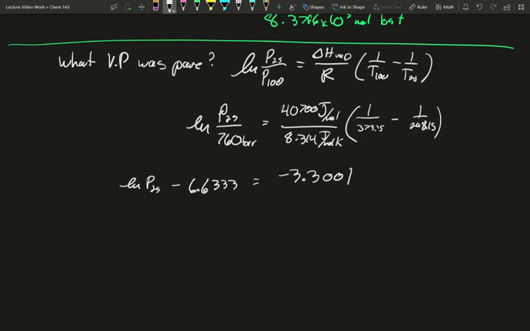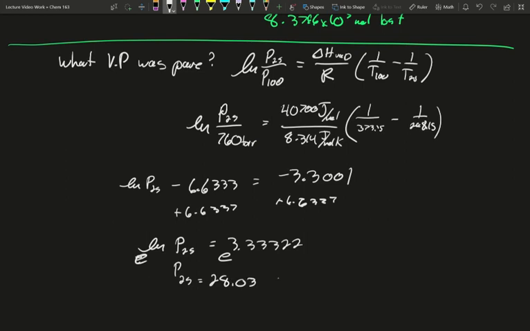So we multiply out the right side. We start to separate, multiply out the left side. We add 6.6333 plus 6.6333. The natural log of the vapor pressure at 25 should equal 3.33322. E to both sides. So e to that, e to that. The pressure at 25 should equal 28.03 torr. That's our pure vapor pressure.